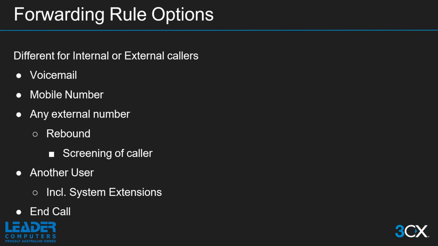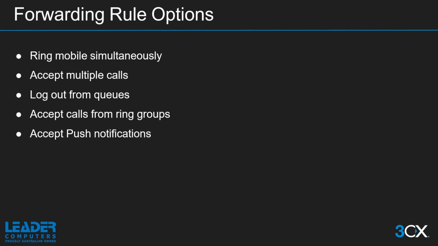And also you can enable rebound for screening of the caller. For example, if you enable rebound, it's going to announce that the call is getting diverted, like an automated message. Or for internal calls, if you're an MD and any calls need to go to your assistant, you can send it to another user in the same system, or you can directly end the call. So these are the different options available for the forwarding rules.